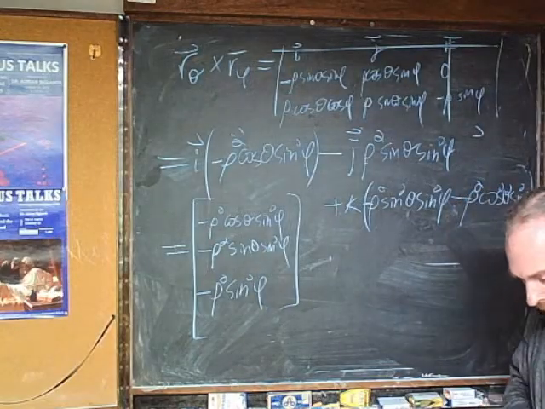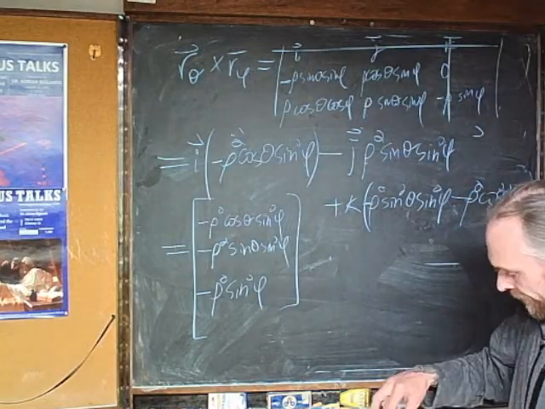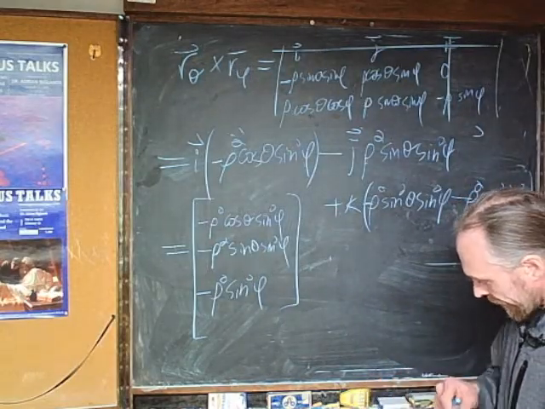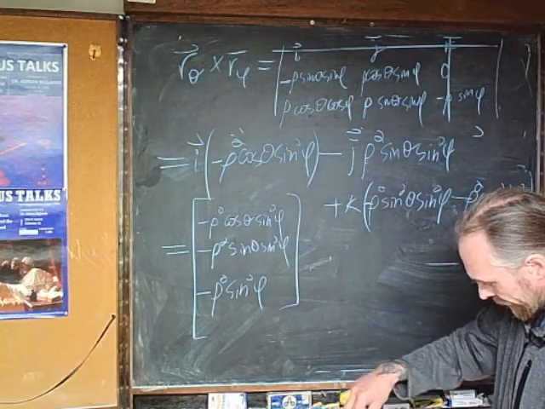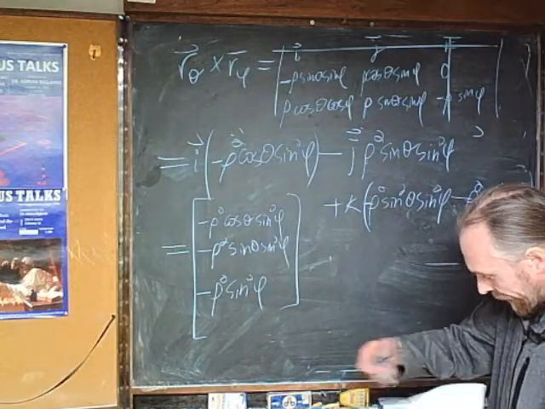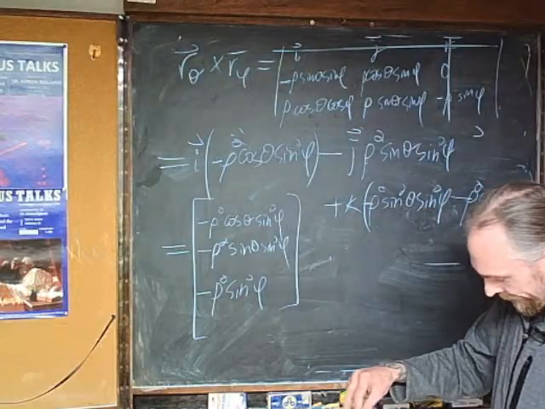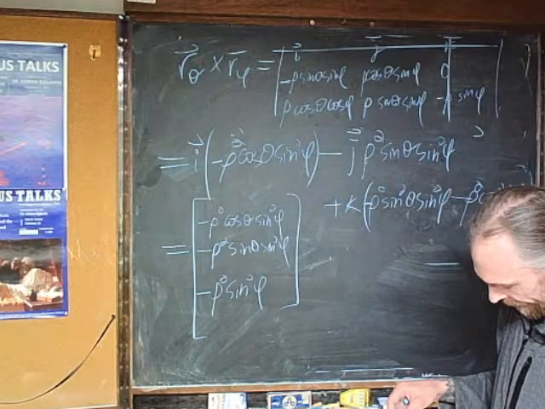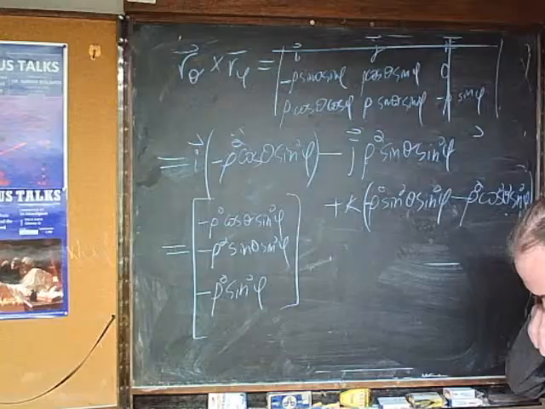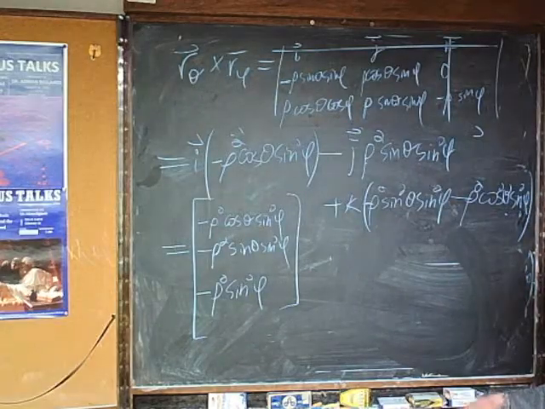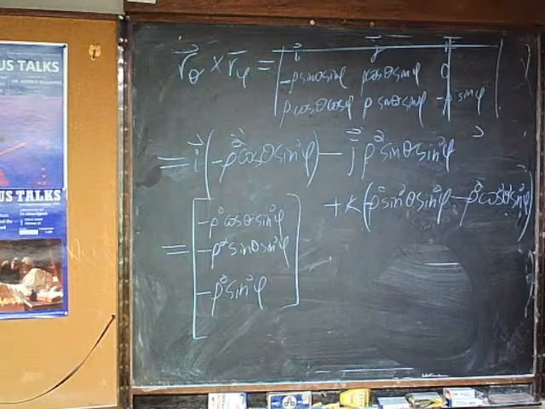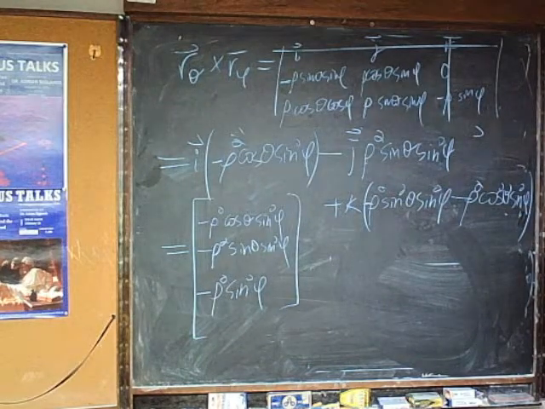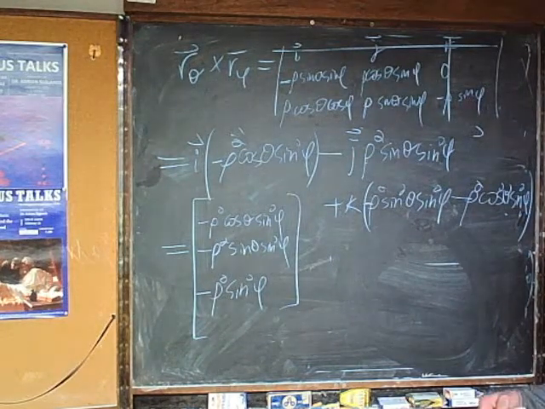10:45. $41, $42 for the 45. Spherical coordinates. Whoops. All right, there we go. Now this mic is on.